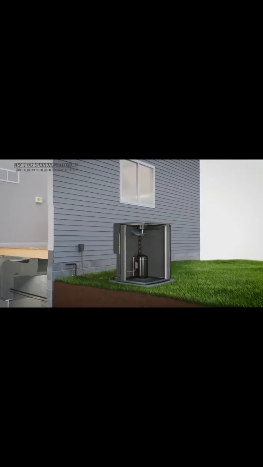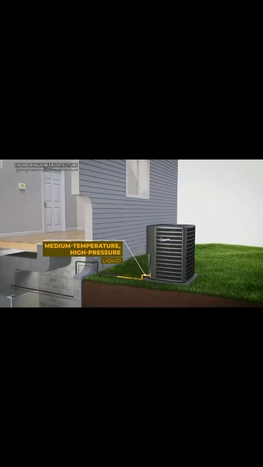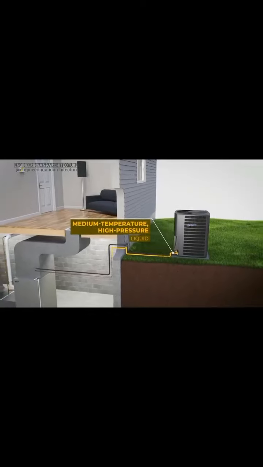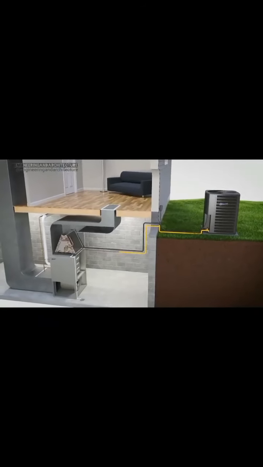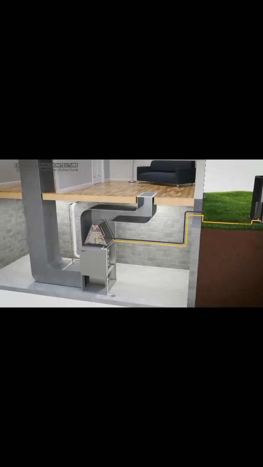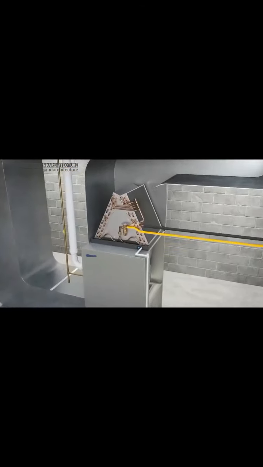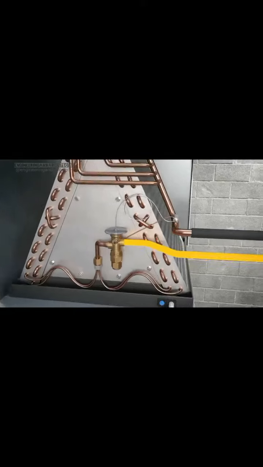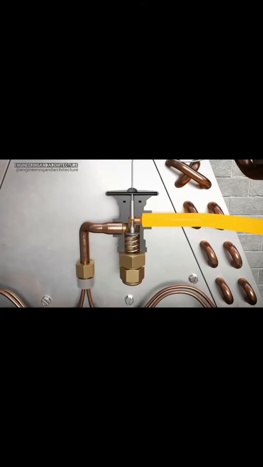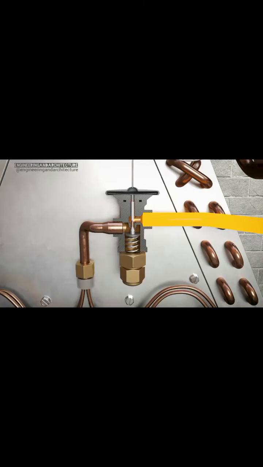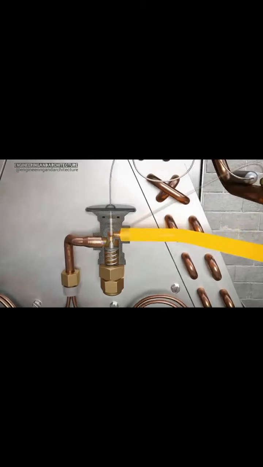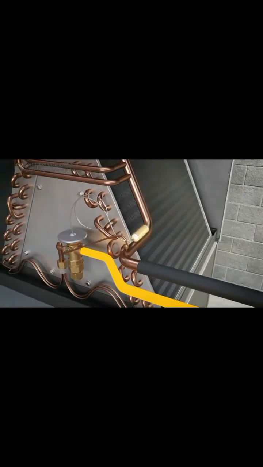The refrigerant leaves the condenser as a medium-temperature, high-pressure liquid, then flows to the metering device. In this case, a thermal expansion valve is used. A pin inside the valve adjusts the flow rate of refrigerant depending on the temperature at the evaporator end, using a sensing bulb.